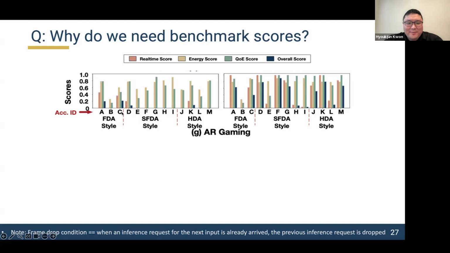On the x-axis, we have the accelerator styles listed from A to M, and the left side figure is for the 4K PE system, and the right side figure is the 8K PE system, so a larger accelerator. And on the y-axis, we have the XR bench scores, basically what we defined, between 0 and 1. If you take a look at this part, we can see the real-time score is 0, and that made the overall average score 0 because the basic formulation is a cross product of all the unit scores.